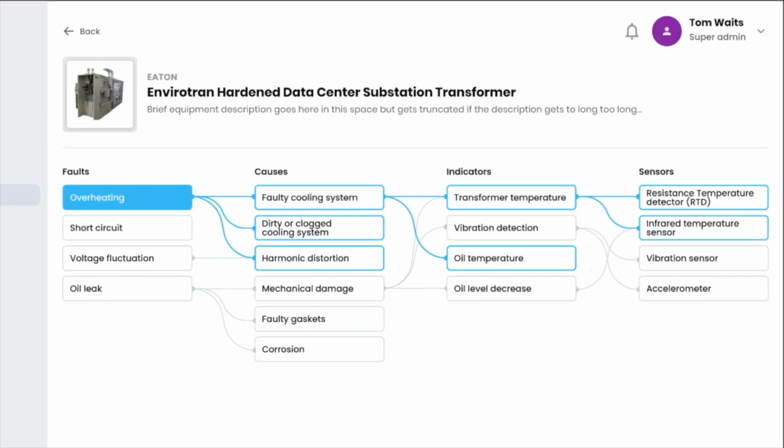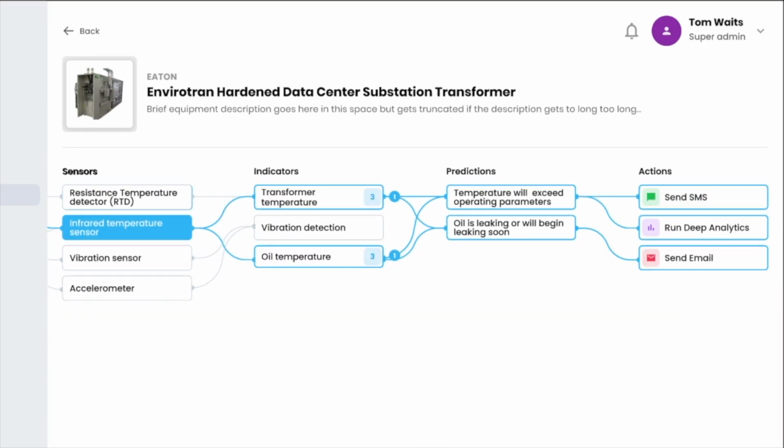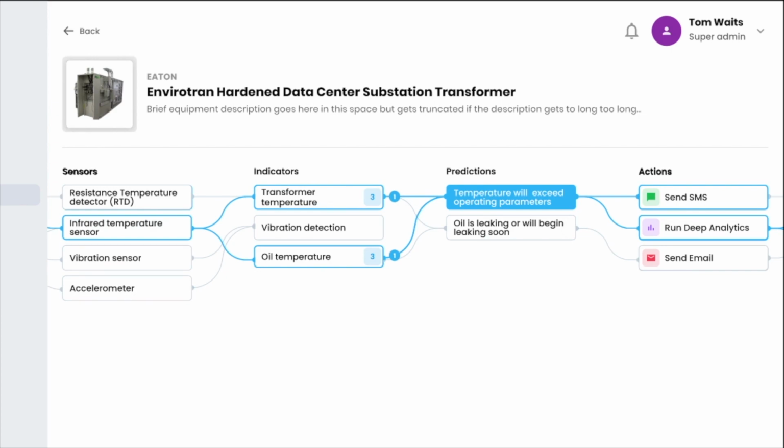Finally, we're looking at a dashboard here, actually showing one of the faults occurring, identifying some of the potential root causes, and then identifying what the indicators and sensors were that flagged this particular fault, and going all the way to the actions, in this case, sending an SMS to a service technician and firing off a deeper analytics algorithm.